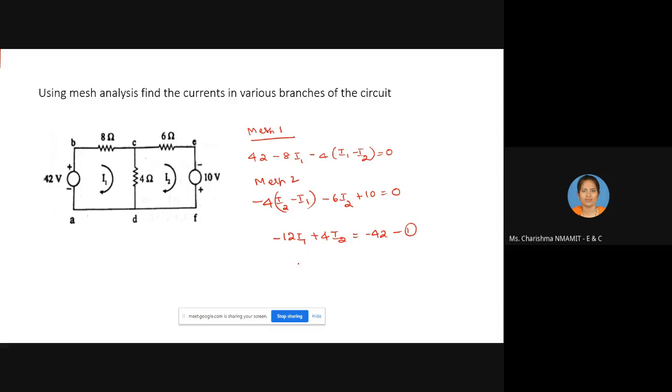Here 4 I1 minus 10 I2 equal to minus 10 is the second equation. So can you tell me what are the values of I1 and I2?